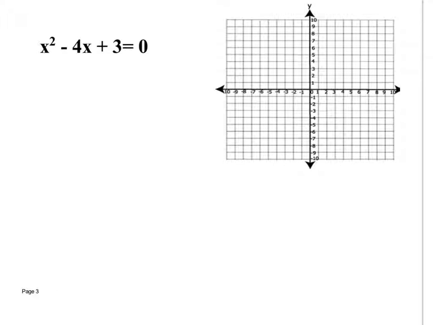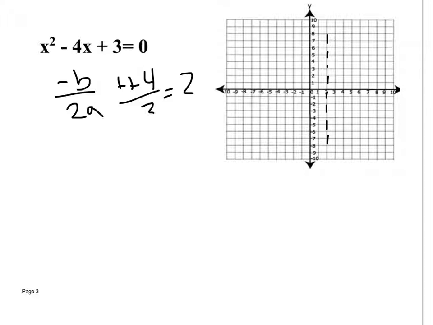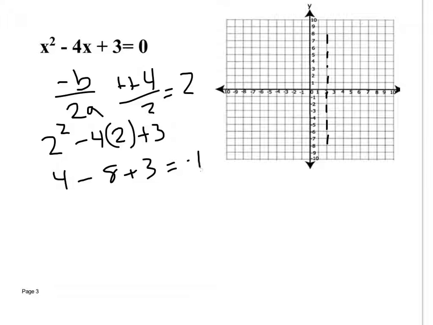Next, x squared minus 4x plus 3. What I've got to do is figure out my axis of symmetry, which is 2. Then I've got to figure out my minimum by plugging 2 in there. 2 squared minus 8, so 4 minus 8 plus 3 is -1. Everybody agree?